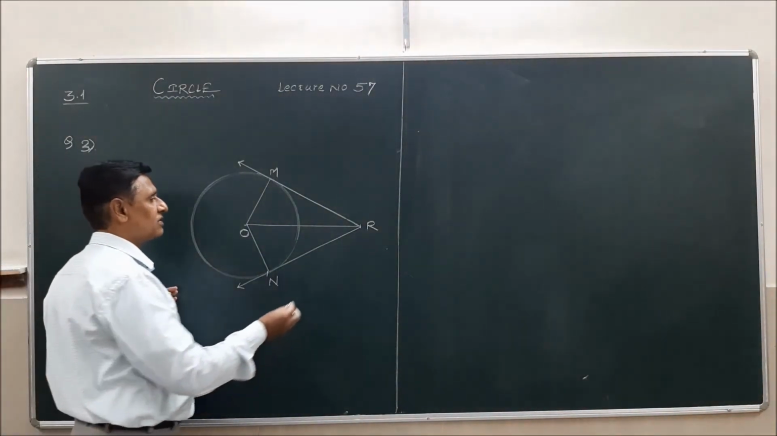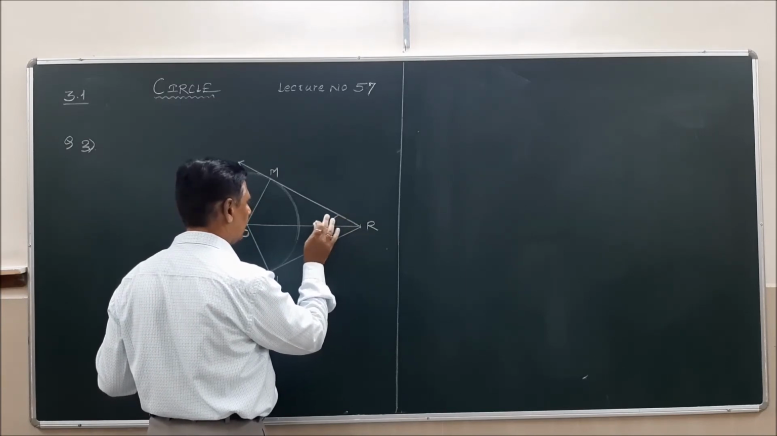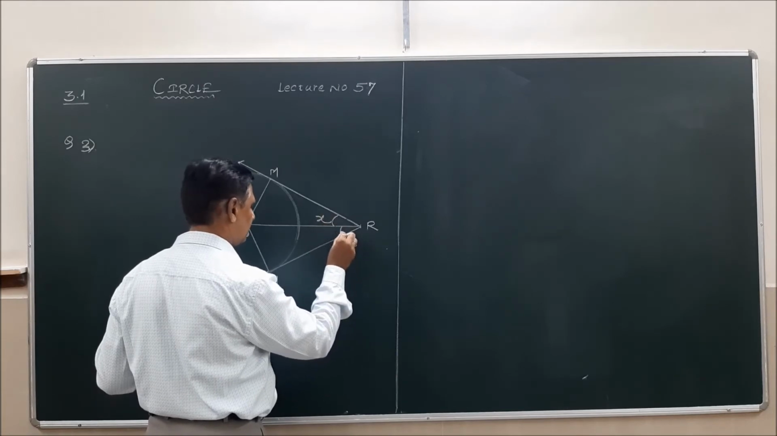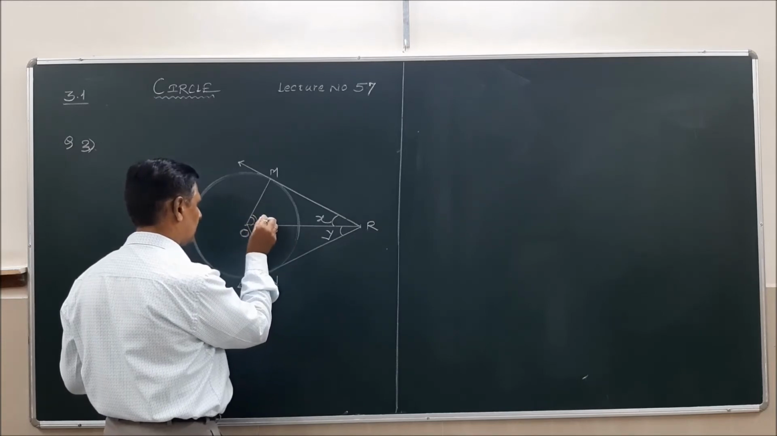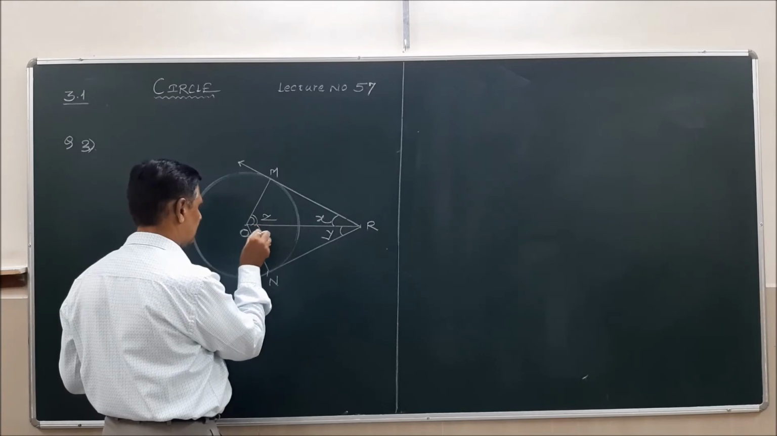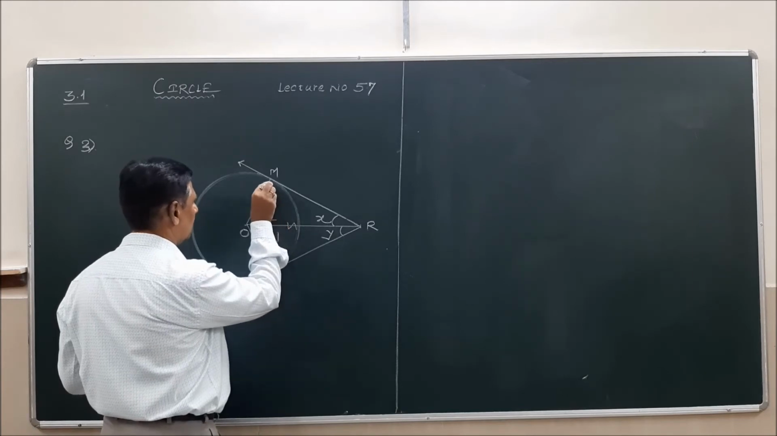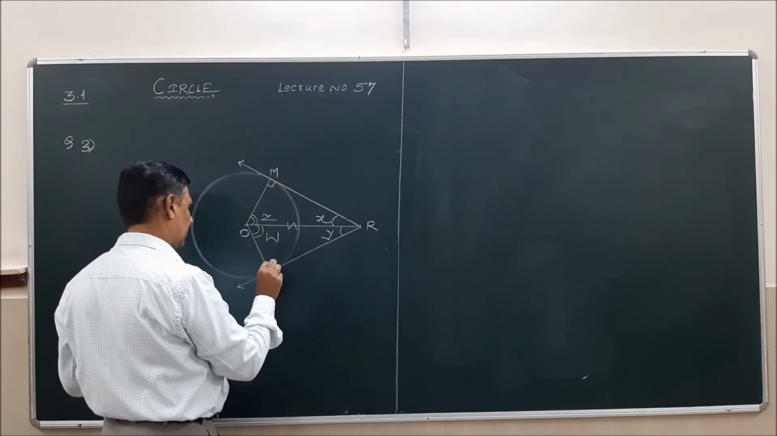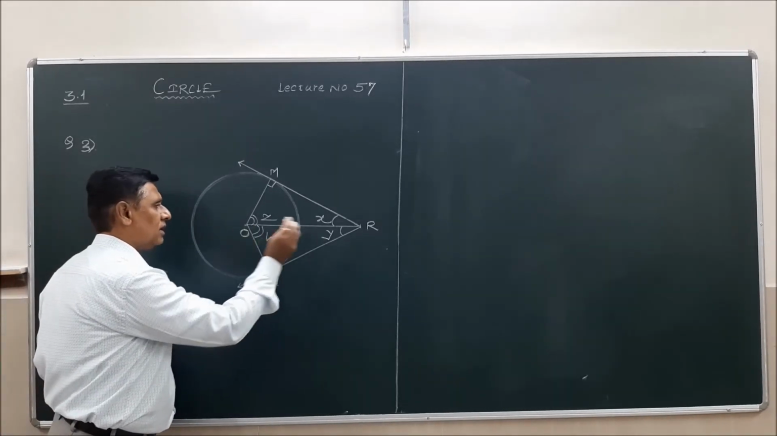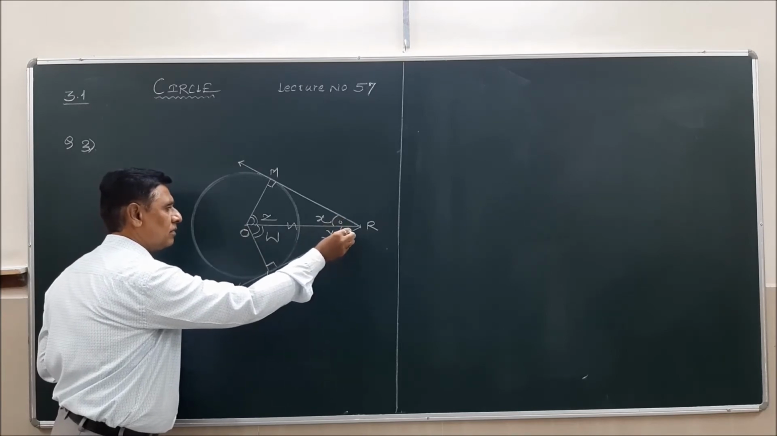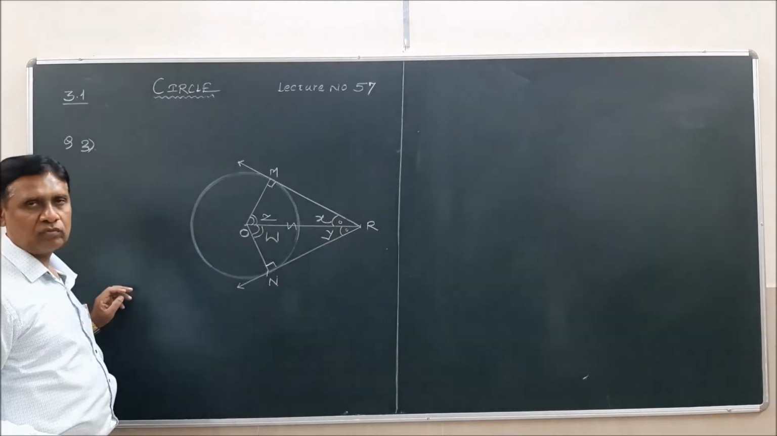So I am going to label this as X and Y. If I label this as X, this as Y, this as Z, and this as W. In the previous sum only, I have explained to you, dear students, these two triangles OMR and ONR, we have to prove congruent.